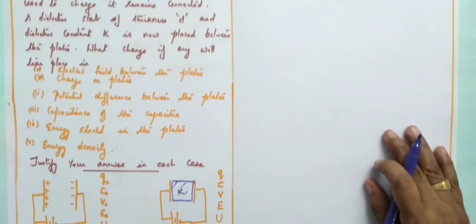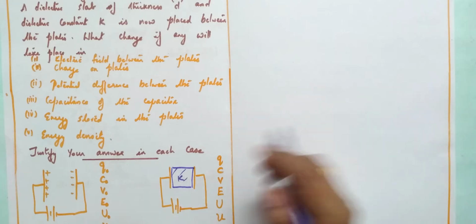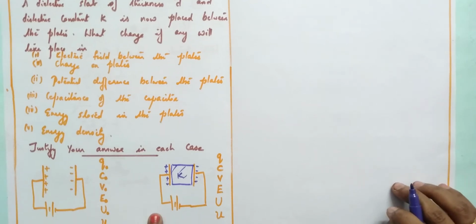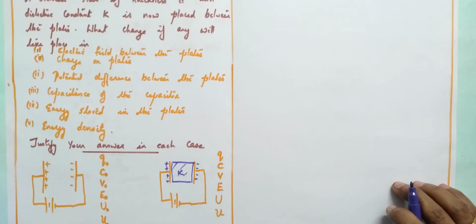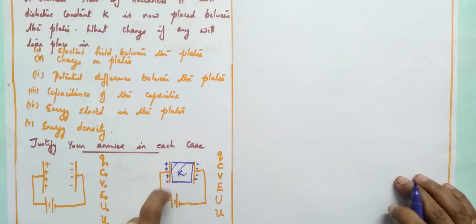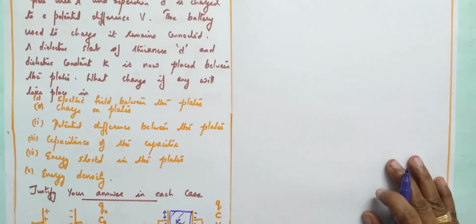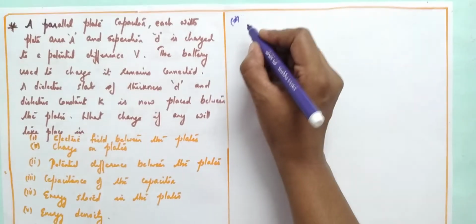Since it is connected to the battery, one plate is positively charged and the other negatively charged. Being connected to the battery means it is still in connection with the battery. So what remains constant? The potential difference remains constant because it is in connection with the battery. Even after the dielectric slab is introduced, it is still connected to the battery. Since the battery remains connected, the potential difference remains constant. That is the main thing.